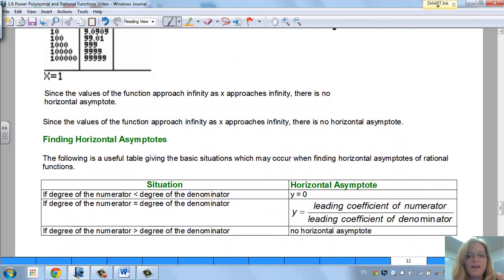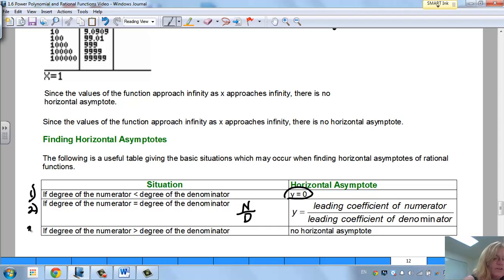So finding them, here are our 3 rules down here. If the degree of the numerator is less than the degree of the denominator, this is number 1, then it's y equals 0. If the degree of the numerator equals the degree of the denominator, you take the leading coefficient of the numerator and the denominator and use both of them. I always call this numerator over denominator. This is like the most fun one to do. And this is the second case.